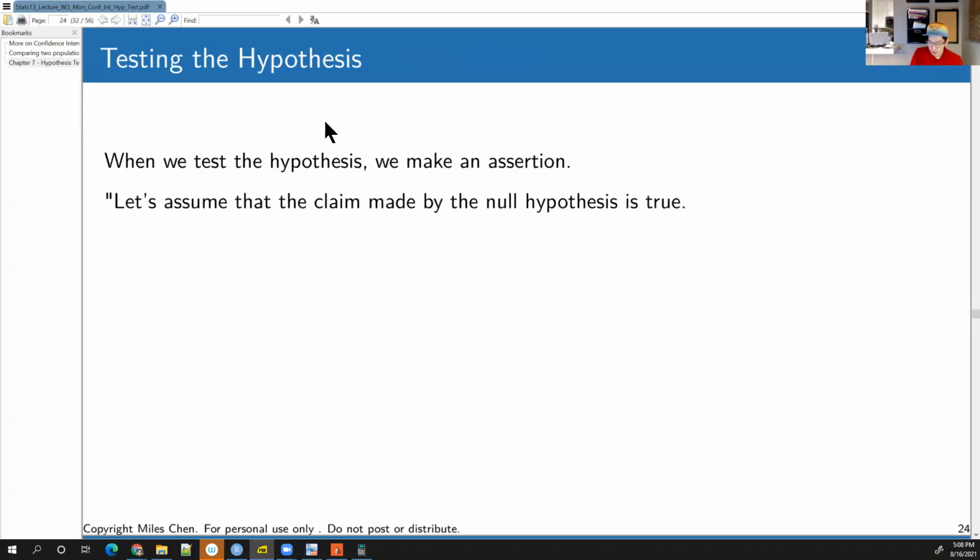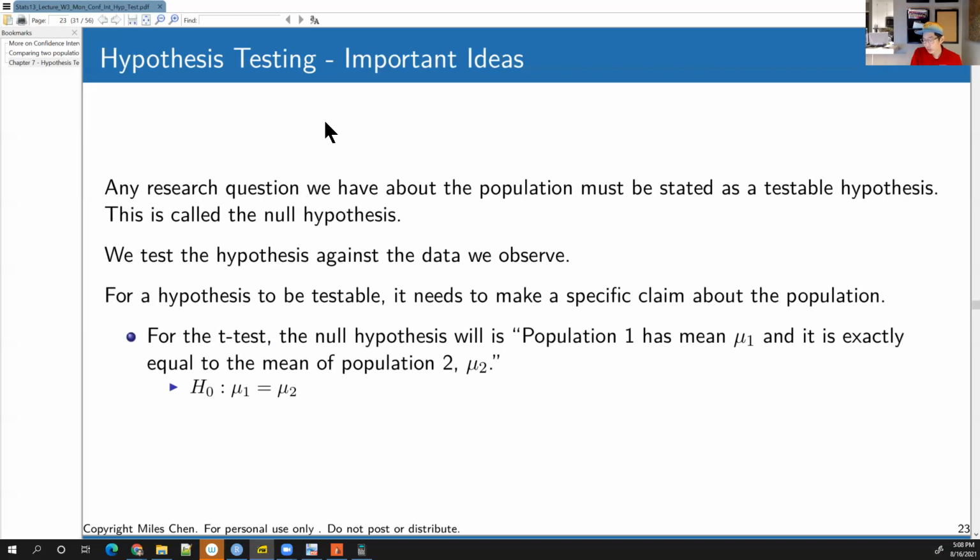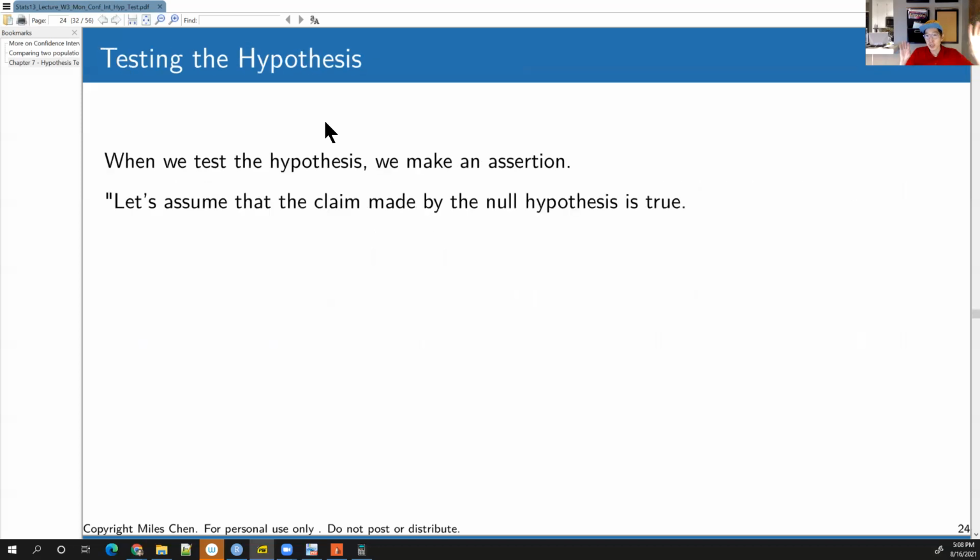All right, and so the way the test works is we make an assertion. We say, let's assume that this claim made by the null hypothesis is true. Let's assume that mu1 is actually equal to mu2. Let's assume population 1 and population 2 do have the same mean.